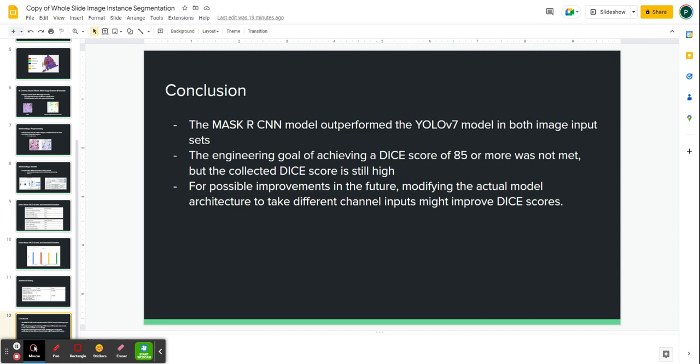For possible improvements, I could modify these models to take in different channel inputs, and I could make my own image with 6 channels, which is much more informative, and try to pass that into the model and see the dice score. And yeah, that's my project.